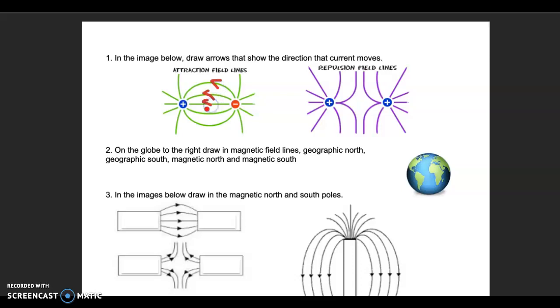All of the lines can get one going from negative, so away from the negative, and all of these away, away, away, and positive is always towards.